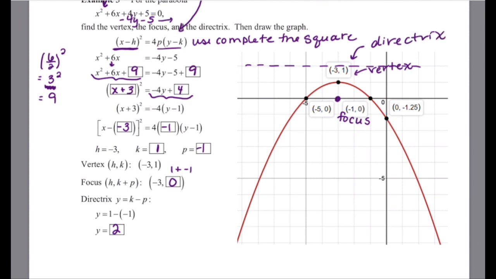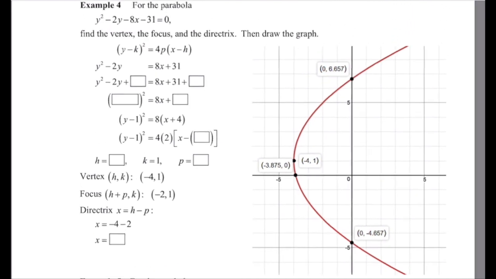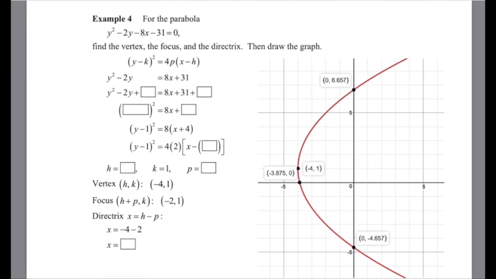And of course, we can utilize Desmos to help us graph the other parts of the parabola itself. In our next example, I have y squared minus 2y minus 8x minus 31 equals 0. Find the vertex, the focus, and the directrix. Notice now that I have a y squared. Since I have y squared, that is our hint to use this formula here. The piece that is squared will determine which formula we'll want to use.